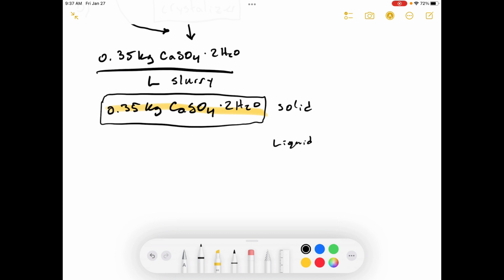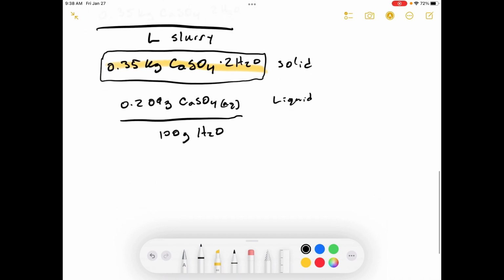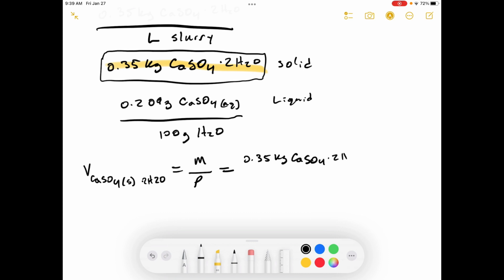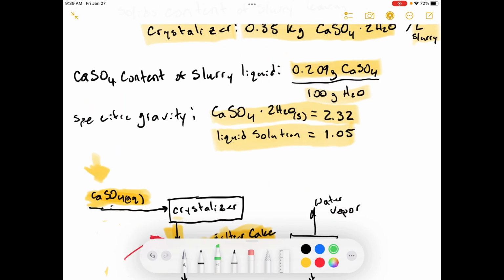So this is the solid coming out, and then we have a liquid coming out. And let's figure out the volume of solid gypsum coming out equals the mass over the density, and that equals 0.35 kilograms of CaSO4·2H2O divided by the density. What's the density of gypsum? We know that's right here. They gave that to us, so 2.32.